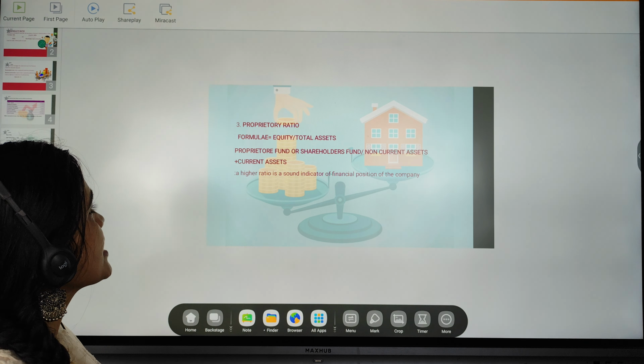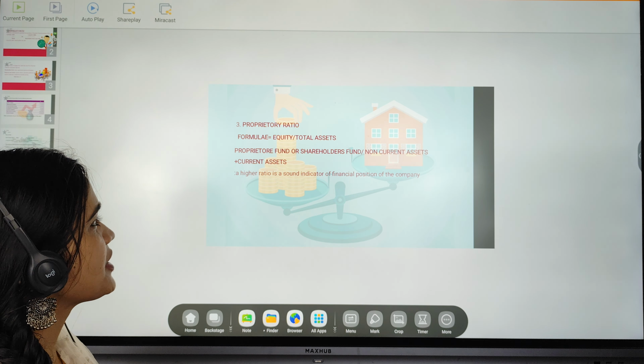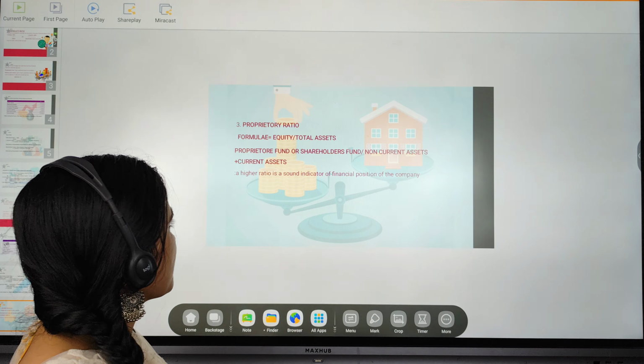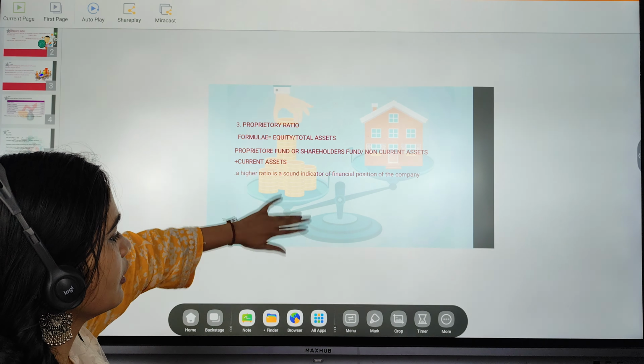Okay. Next, proprietary ratio. Formula: equity upon total asset. Proprietary fund or shareholder fund upon non-current asset plus current asset. A higher ratio is a sound indicator of the financial position of the company.